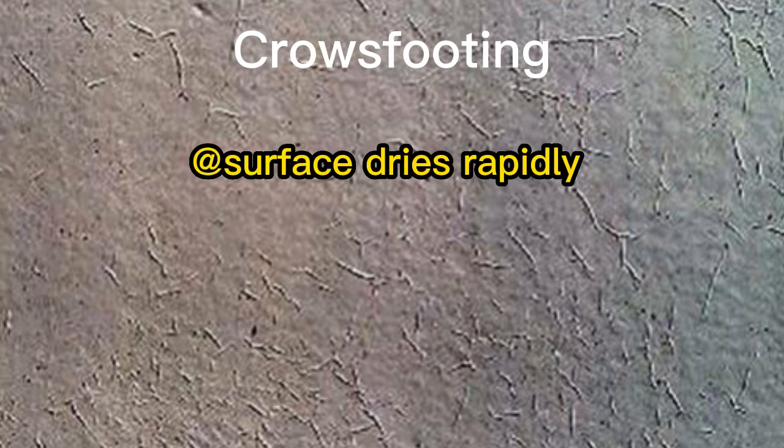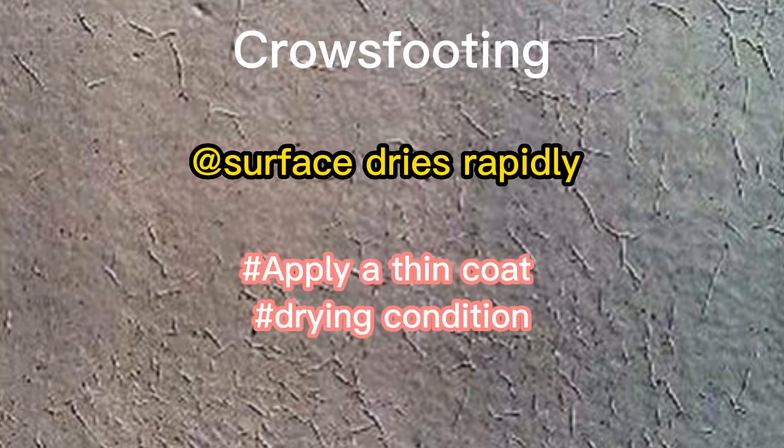Crowsfooting. Crowsfooting is a defect that occurs when the surface dries rapidly to form a skin, which then wrinkles as solvent slowly evaporates from the soft underlying paint. To prevent this, apply a thinner coat of paint, add slow drying thinners, and check that application and drying conditions are correct for the paint system used.